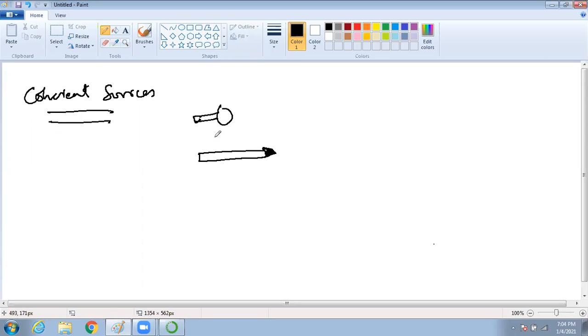Wavelength. Why wavelength? Yes, of course, the wavelength will be different. Different sources have different wavelengths.